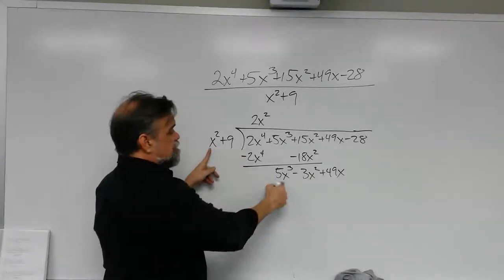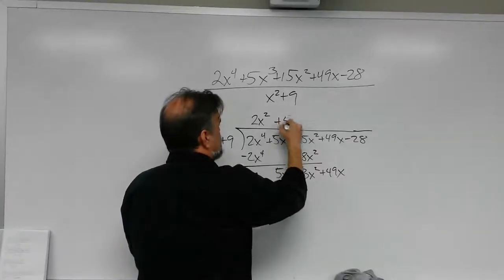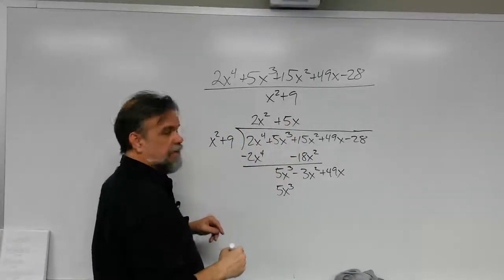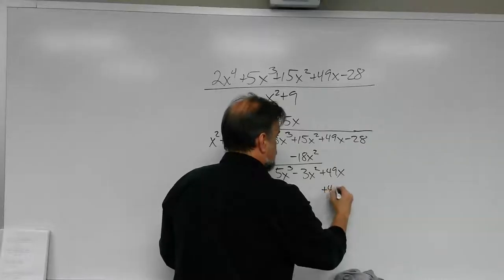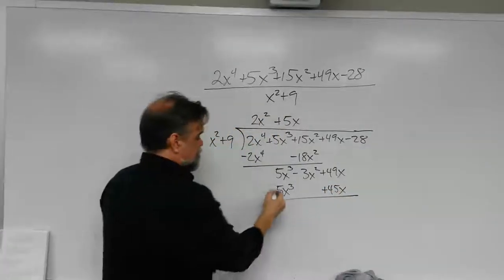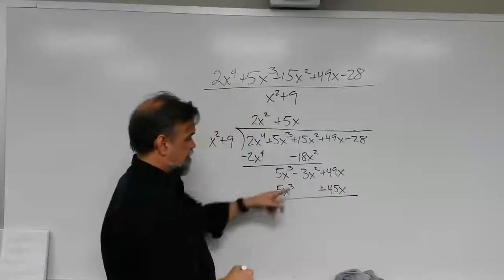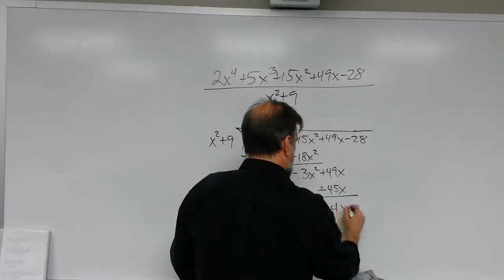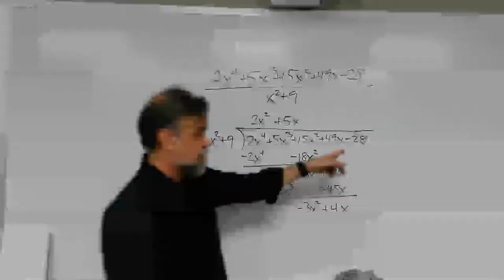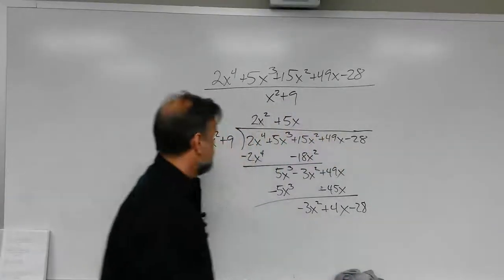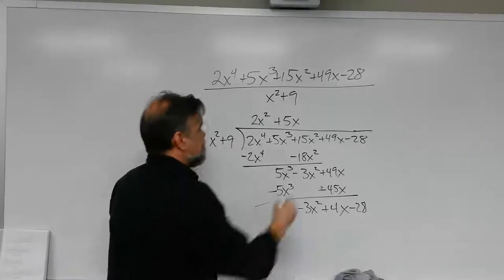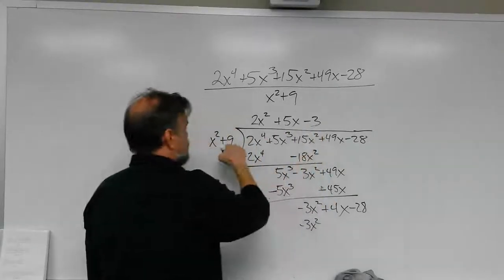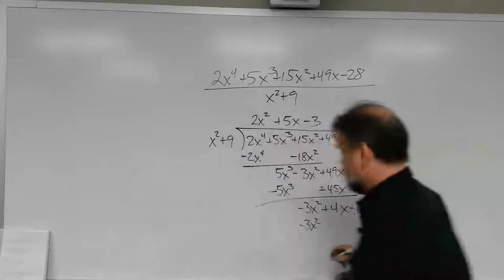Okay, x squared goes into 5x cubed, that would be 5x times, plus 5x. 5x times x squared is 5x cubed. 5x times 9 is 45x, and I'm not going to put it here, I'm going to put it here, plus 45x. Change the signs and add them up. And I end up with negative 3x squared plus 4x. Is that right? That looks right. Minus 28. How many times does x squared go into negative 3x squared? I believe that would be negative 3 times. Negative 3 times x squared is negative 3x squared. Negative 3 times 9 is negative 27, and that goes over here.